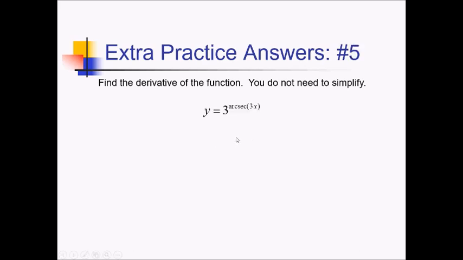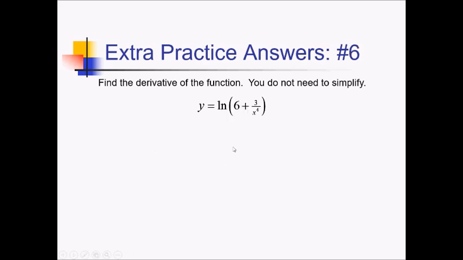For this problem, I'm going to use the chain rule to take the derivative. My outer function, I have 3 to the something. That derivative is going to be 3 to the something times ln of 3. Now I have to take the derivative of the something, which was arcsecant of 3x. So that derivative, we're going to have 1 over the absolute value of 3x times the square root of 3x squared minus 1. But don't forget to multiply by the derivative of the 3x itself, the innermost function, and that's going to be a 3 out there.